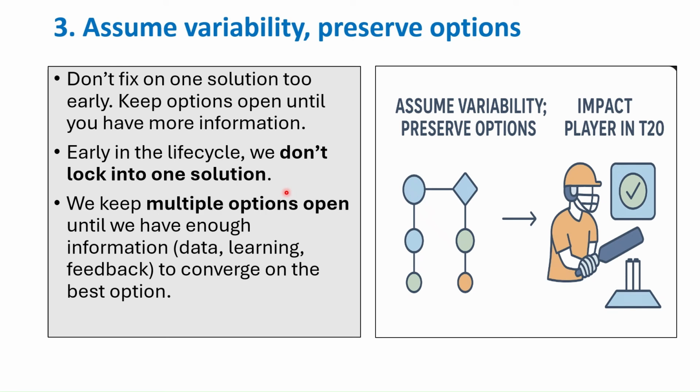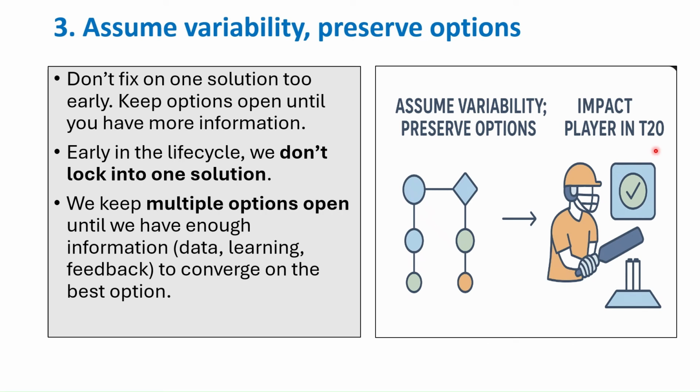So we will have to keep the design flexible. We will have to keep the options open until we have tried things out, until we have some learnings. So keeping multiple options open until we have enough information like data, learning, or feedback to converge on the best option. So what is the best alternative for us? And this can also be taken from one example. If we see cricket, in T20 cricket, there is a concept of impact player.